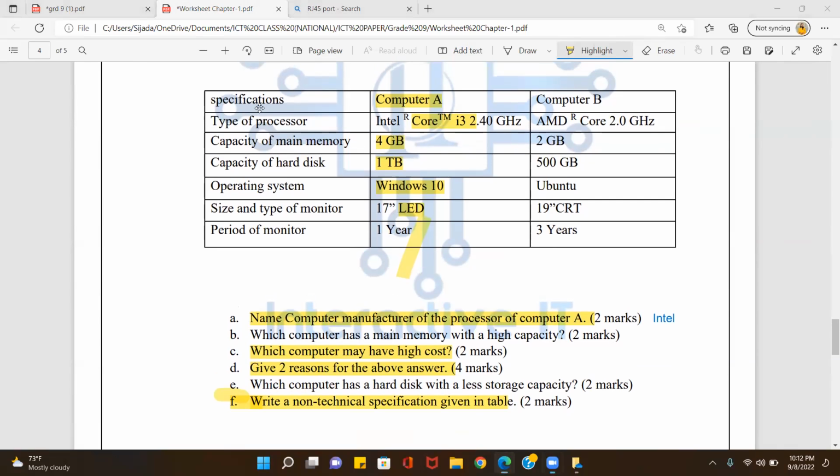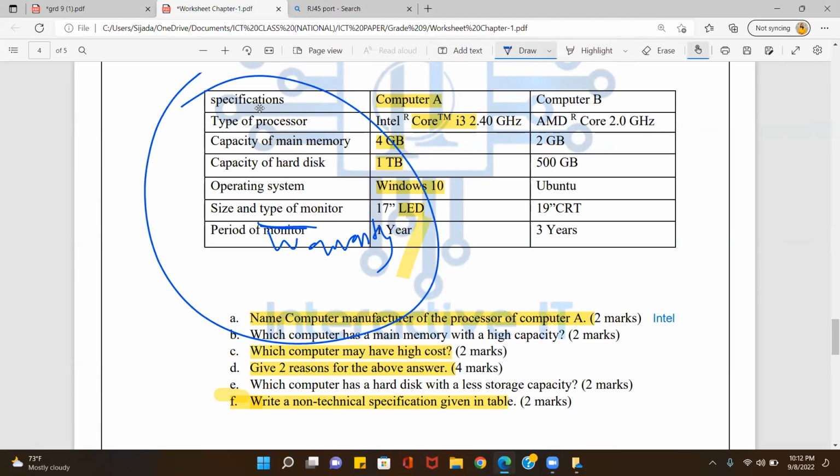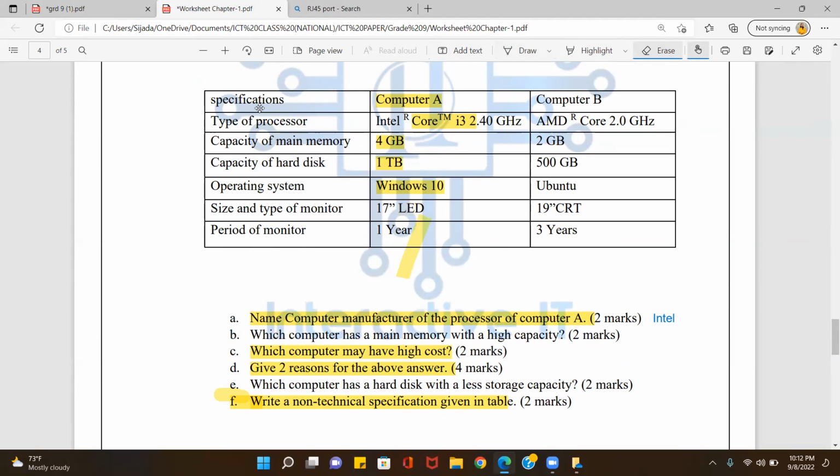Now look at this table. There's a small mistake in this. Please change it. It is supposed to be warranty, not monitor. Look at this table and tell me what is the non-technical specification given in this table. Only one is given. Warranty is the only non-technical specification given in this table.